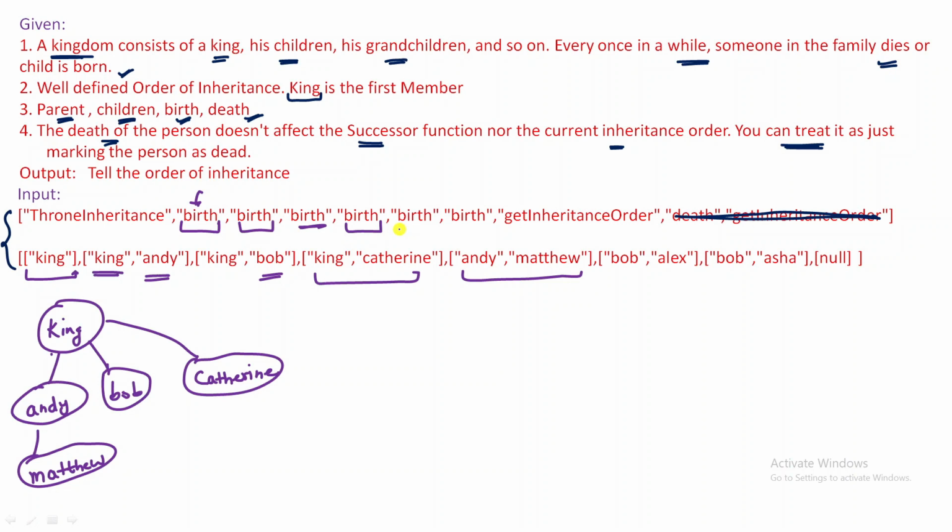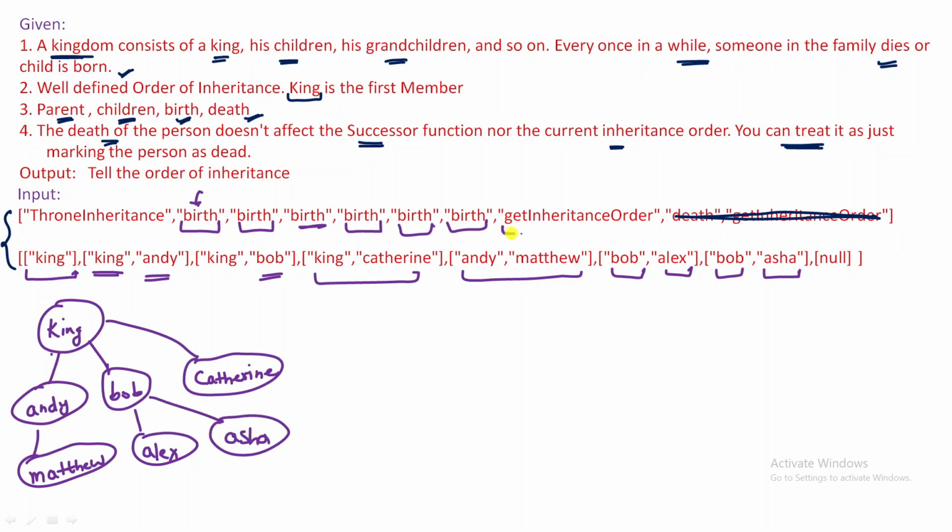Then again they say there is a birth and Bob is the parent, Alex is the child. Then again there is a new birth and Bob is the parent and his child is Asha. So Bob has given birth to Asha.